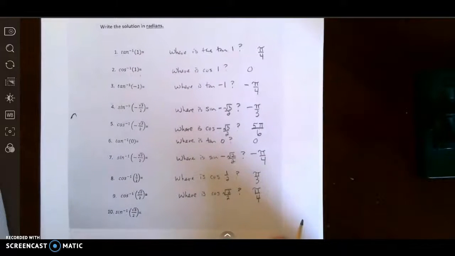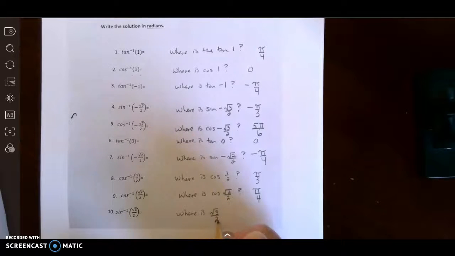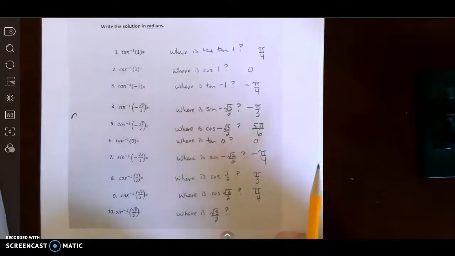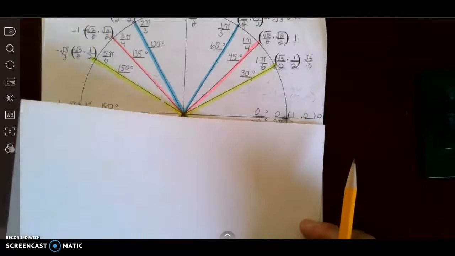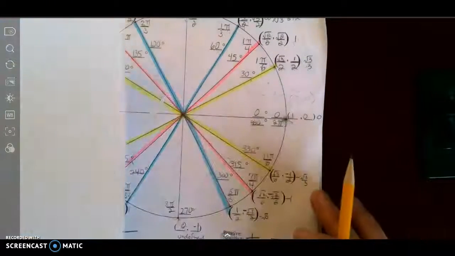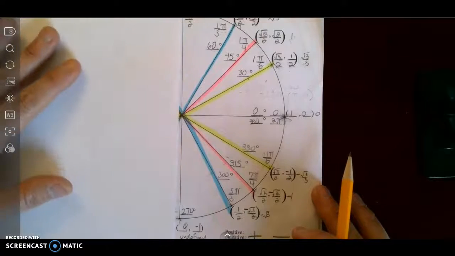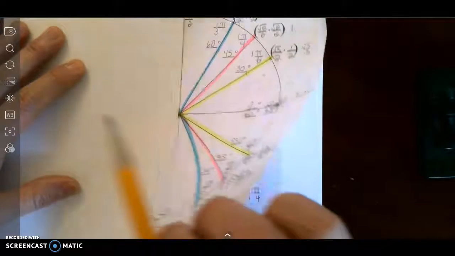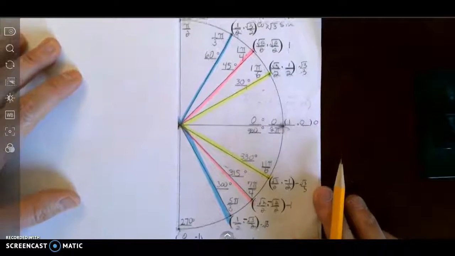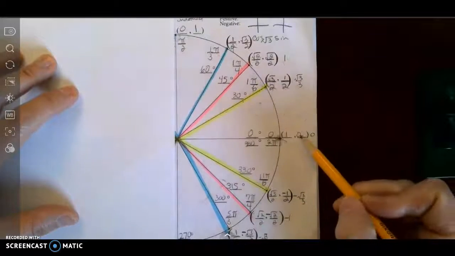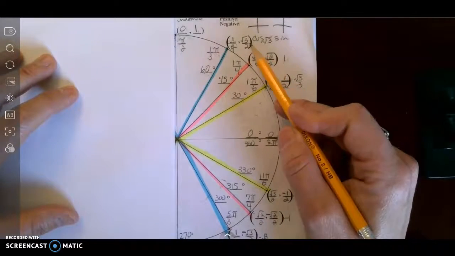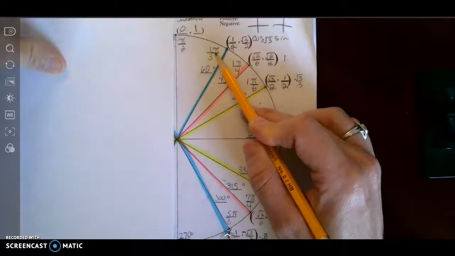And my last question, inverse sine, square root of 3 over 2. So where is sine square root of 3 over 2? Again, go to my unit circle because it's an inverse. I look at the limited part of the unit circle just right here. And I want a y-coordinate, what was it? Positive square root of 3 over 2. It happens right there at pi over 3.